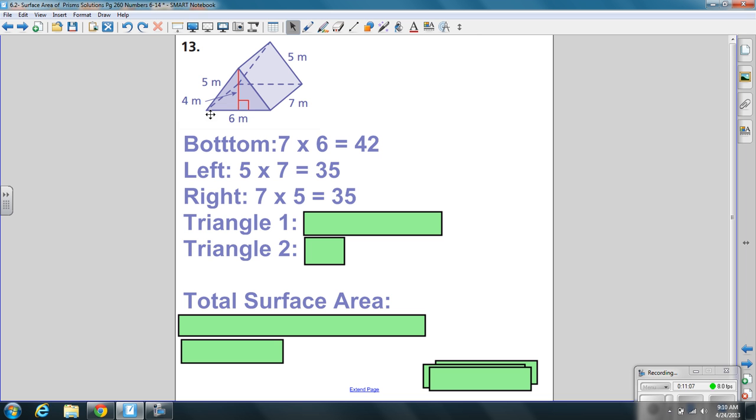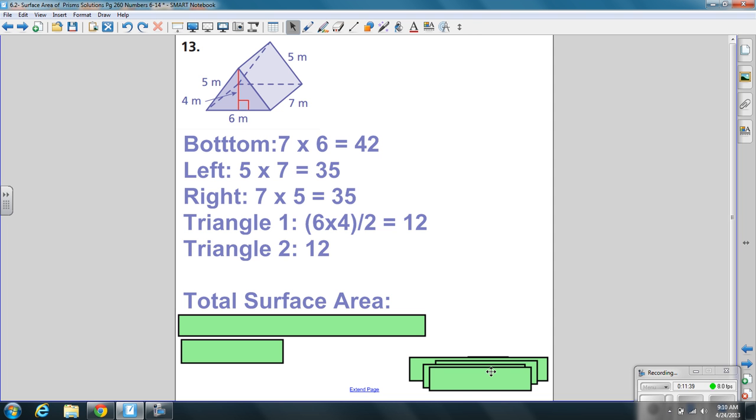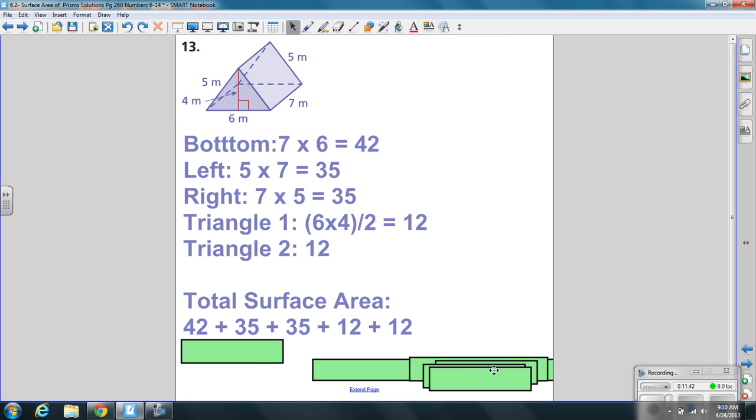The triangle, remember, formula is base times height divided by 2. So we do 6 times 4 is 24, then divide that by 2 to get 12. So that means this back triangle is also 12. Remember, this 5 doesn't represent the height of the triangle. It represents the diagonal line. It's also called the slant height because this line's on a slant. So don't confuse that with the actual height of the triangle. So triangle number 2 is 12 as well. To find the total surface area, we add up all these areas, 42 plus 35 plus 35 plus 12 plus 12, and we get an answer of 136 meters squared.